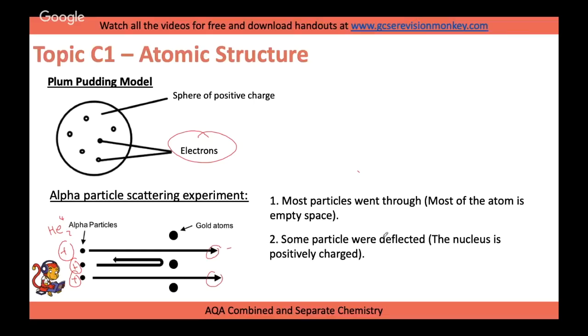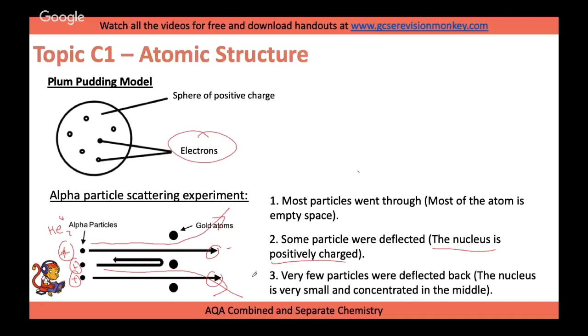Some particles were deflected. I haven't shown them on there, but I'll draw them now. They went close to the gold atoms, but because they're positively charged, they were deflected away. So some were deflected like so. And this showed them that the nucleus was positively charged because it was repelling the positively charged alpha particles.